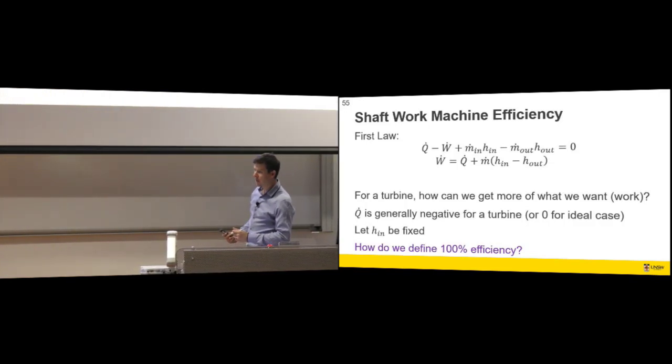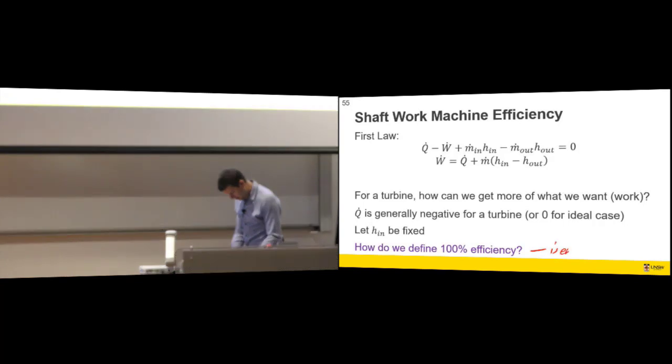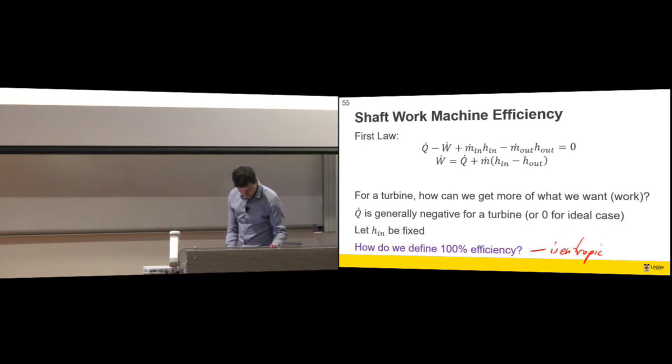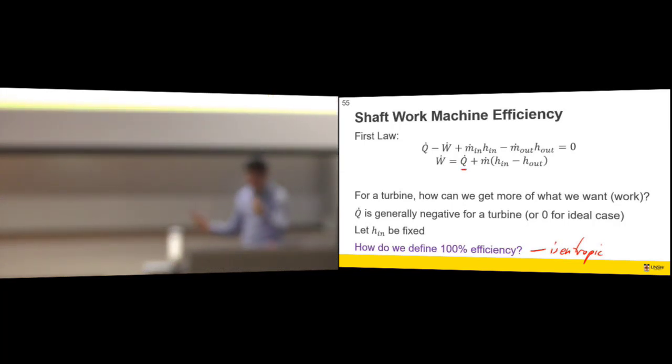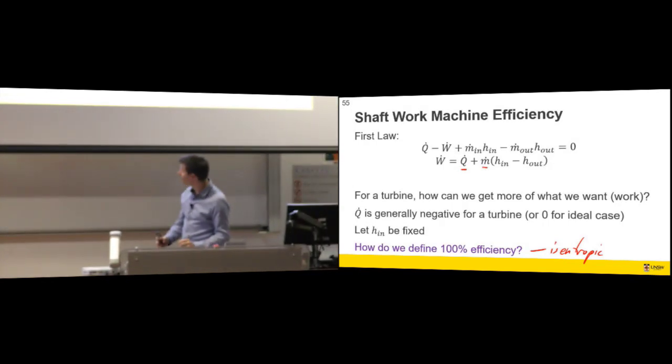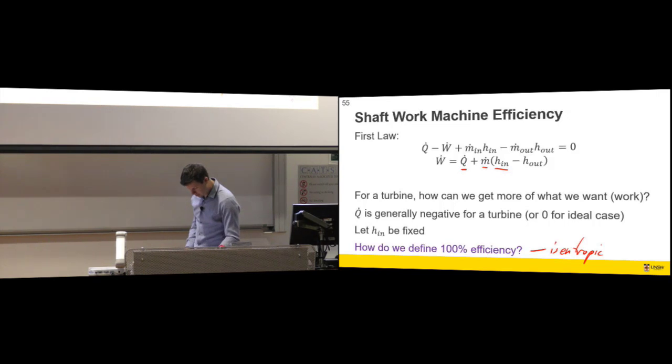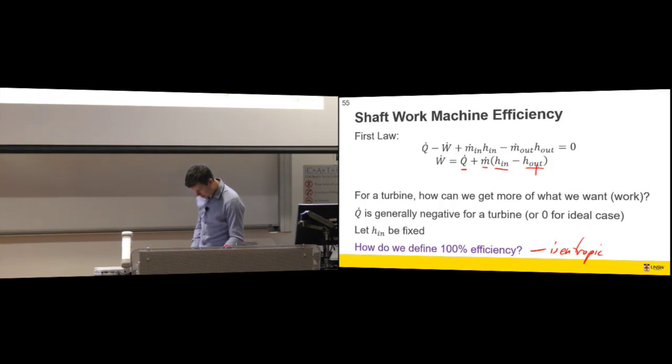And it's what we've been doing, which is 100% efficiency would be if it was isentropic. So it's not clear just from this, because we've fixed Q, we've said Q will be zero, would be adiabatic, that would be excellent, right? We've fixed M, we're saying we're putting a certain fluid into the turbine, all right? And so really you get the most work when H out is as low as it can be.